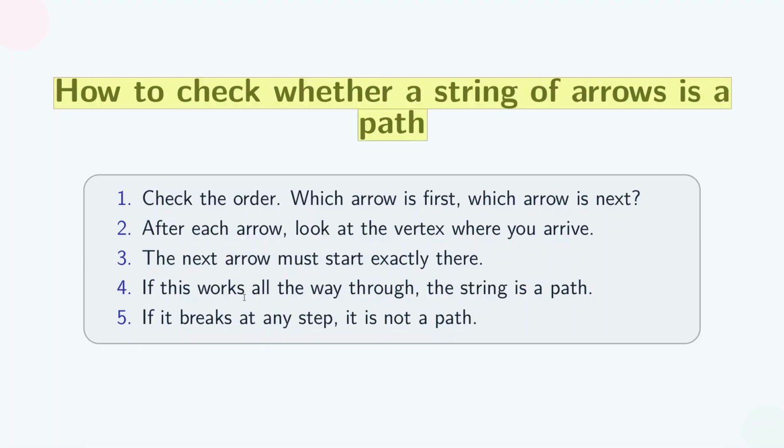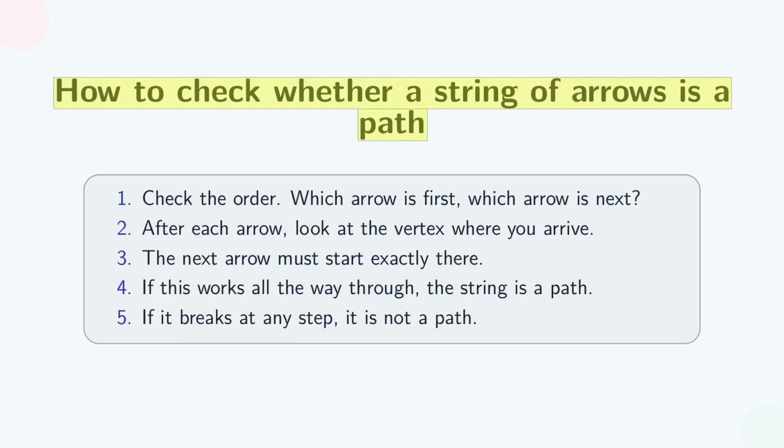Look at where the second arrow ends, and check whether the third arrow begins there. Continue this process all the way through the string. If every connection works, then the whole string is a path. But if even one step breaks, then the string is not a path. This gives us a very reliable test. Do not try to judge the whole string at once. Just check one connection at a time. That slow, local checking is the safest way.